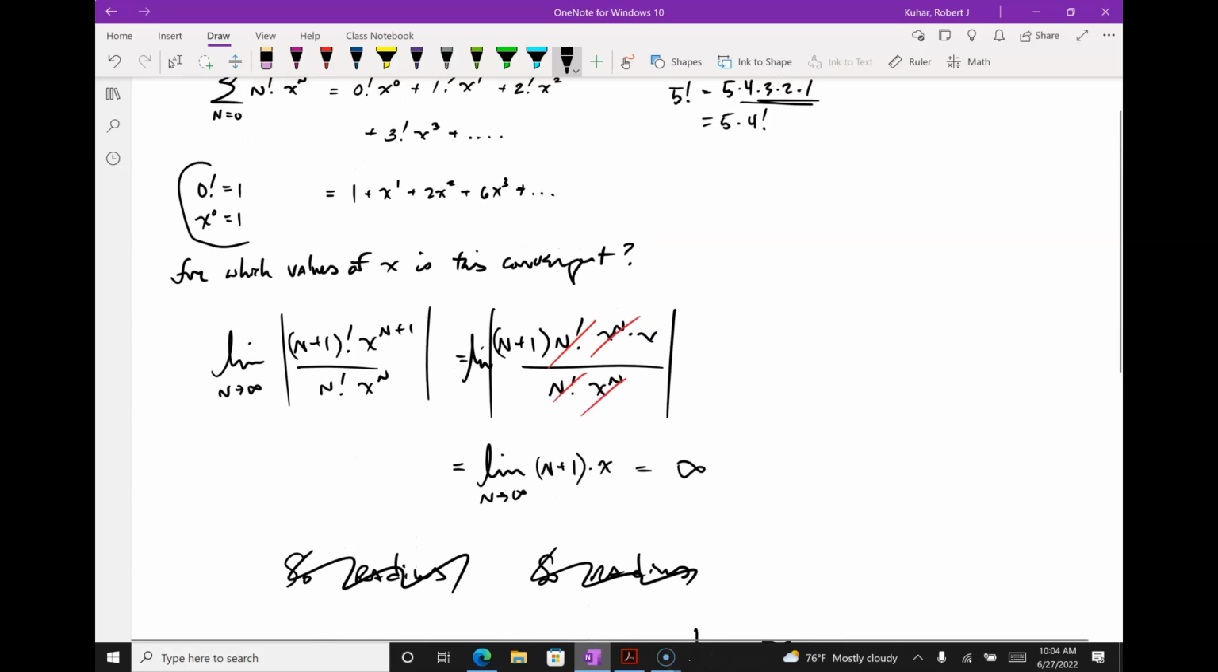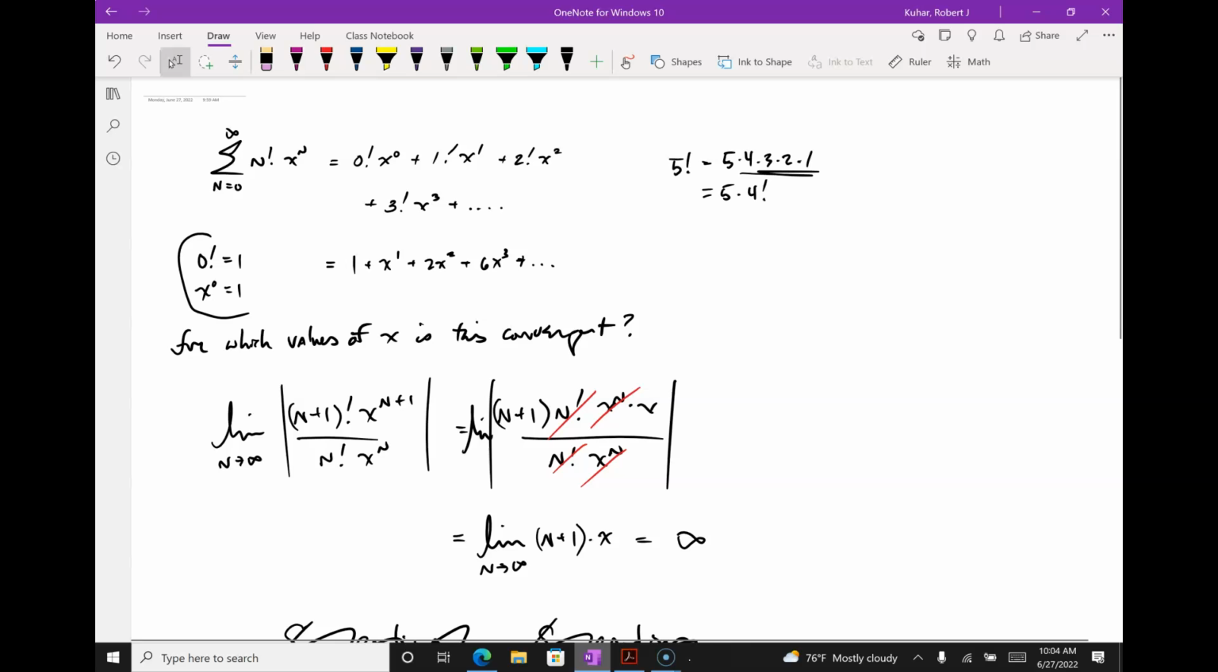What do you think is the issue with this one? Why is this one only going to converge when x is 0? And what does it converge to, by the way? When x is 0, it goes to 1, right? It adds up to 1 when x is 0. Yeah, it's silly. What's the issue, do you think? What's happening to this? What's the next term? It's 4 factorial x to the 4th, right?